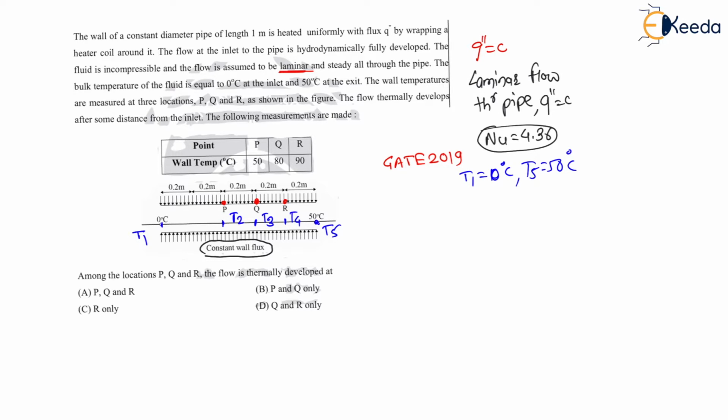Now they have mentioned laminar flow through a pipe with constant heat flux. For laminar flow through a pipe with constant heat flux, the Nusselt number is 4.36, which is constant. Therefore, can I say here the Nusselt number is nothing but hL divided by k of fluid, right? And as the Nusselt number is constant, therefore we can say the convective heat transfer coefficient h is also constant, right?